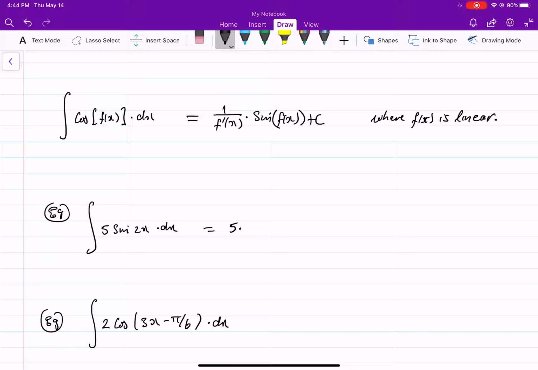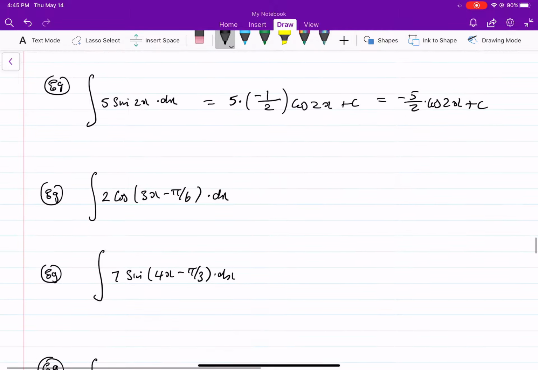Well, the integral of sine of f of x is, as you remember, minus 1 upon the derivative of the linear function. In this case, the linear function is 2x. So when I differentiate 2x, I just get 2. So minus 1 upon f prime is minus 1 upon 2 times the cos of 2x, cos of the same f of x, plus c. Tidy that up a little bit in front, get minus 5 halves times cos of 2x plus c.